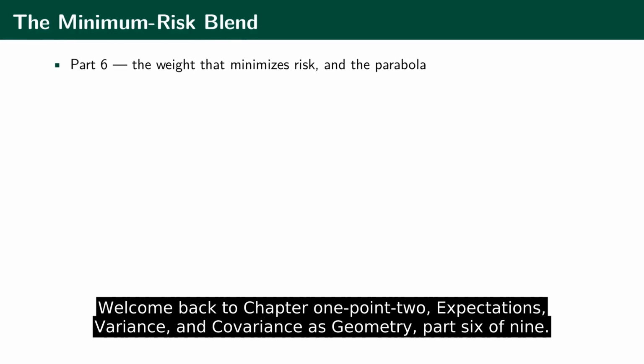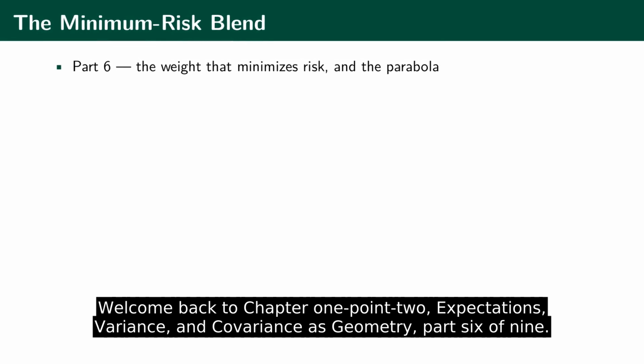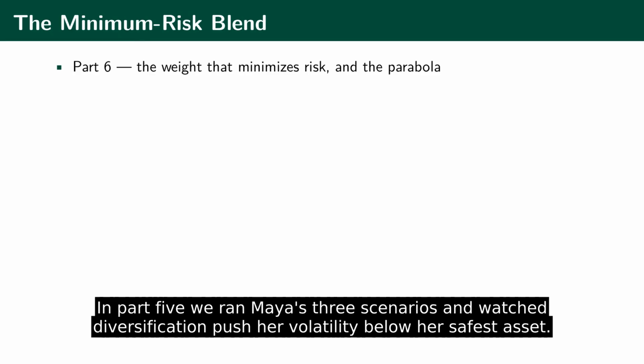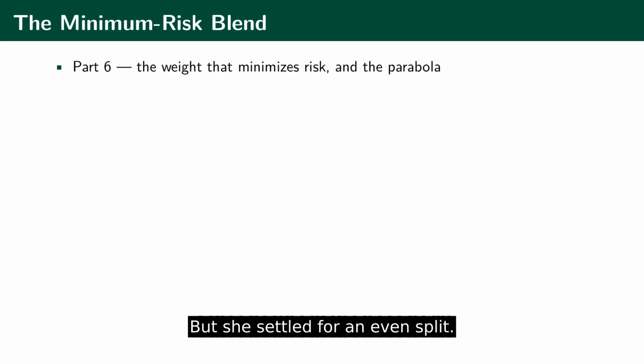Welcome back to Chapter 1.2, Expectations, Variance, and Covariance as Geometry, Part 6 of 9. In Part 5, we ran Maya's 3 scenarios and watched diversification push her volatility below her safest asset, but she settled for an even split. Now we ask, what weight minimizes her risk?